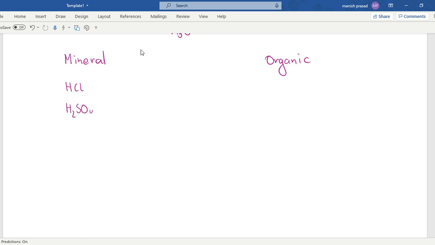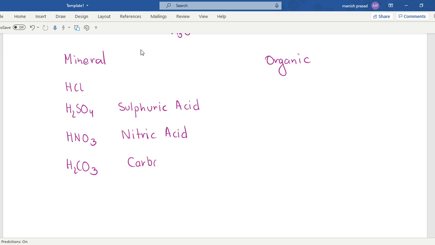H2SO4 is sulfuric acid. HNO3 is nitric acid. And then H2CO3 is carbonic acid. So these are some of the simple mineral acids.